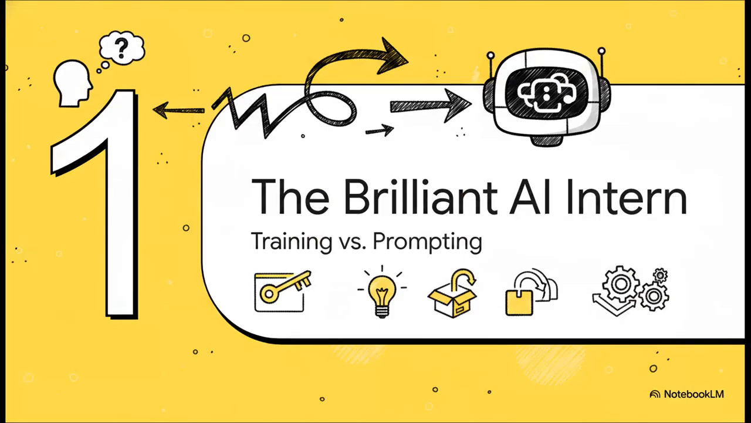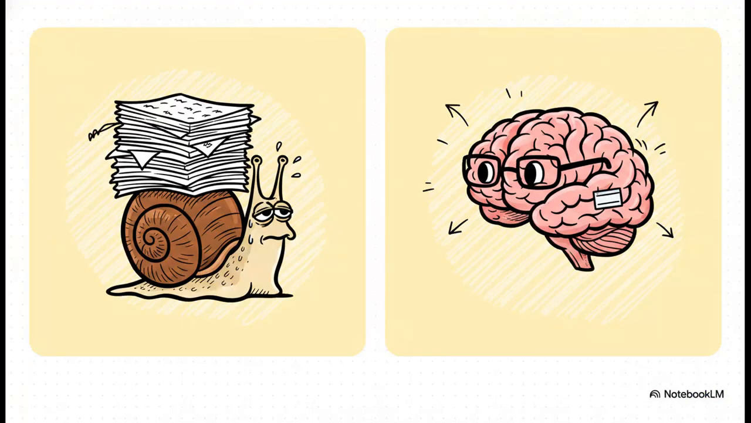The Brilliant AI Intern. So, in the old days of AI, and honestly, by old days, I literally mean like 5 years ago, if you wanted a model to do a specific task, you had to fine-tune it. You're spending months training it on thousands of manually labeled examples. Just exhausting, right? But modern AI? Totally different ballgame. Today, you just talk to it like a brilliant, eager intern.